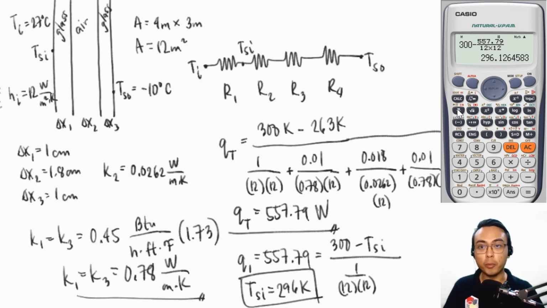Let's try to interpret if it makes sense. So Ti is at 300 Kelvin.